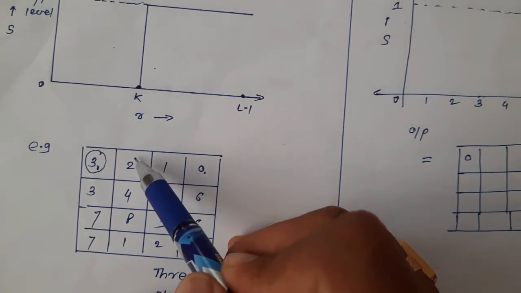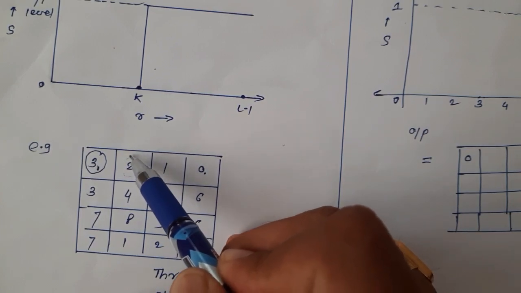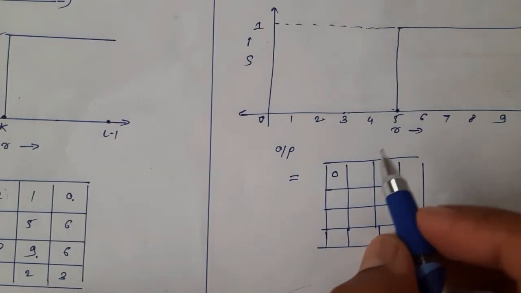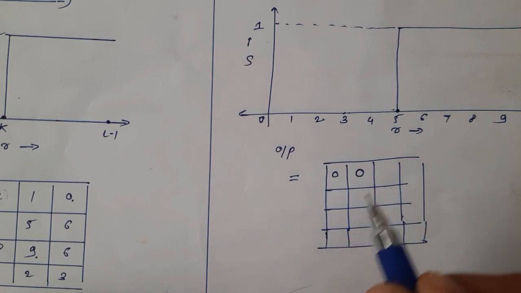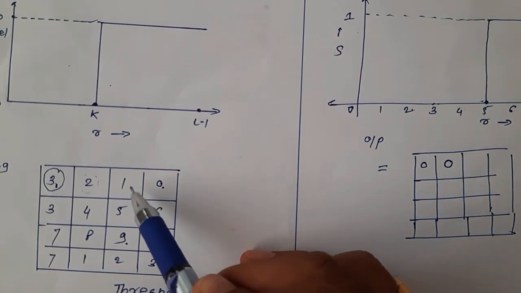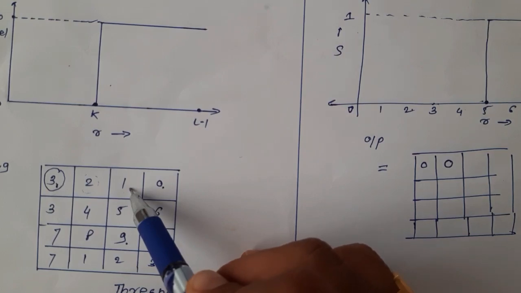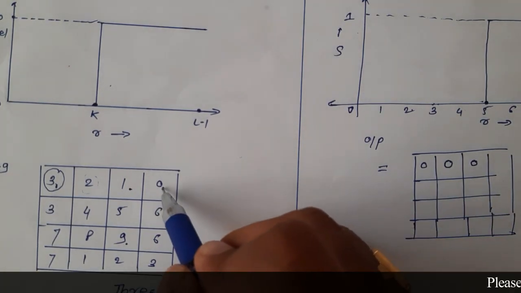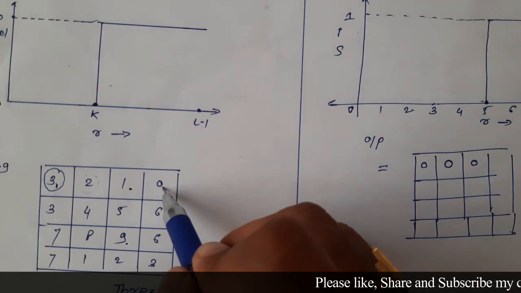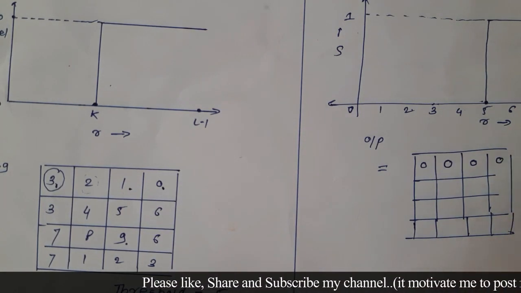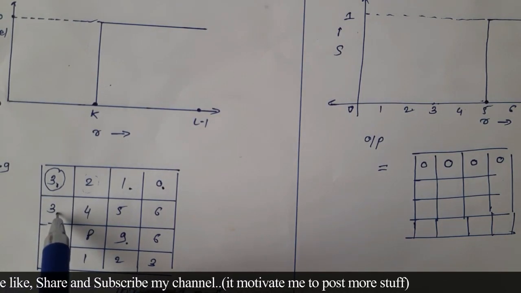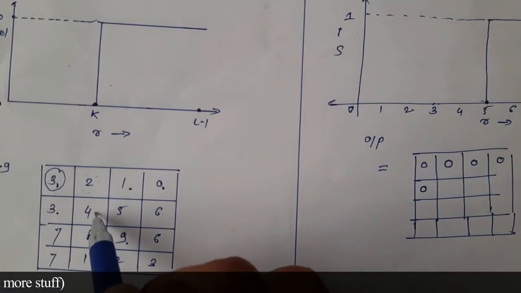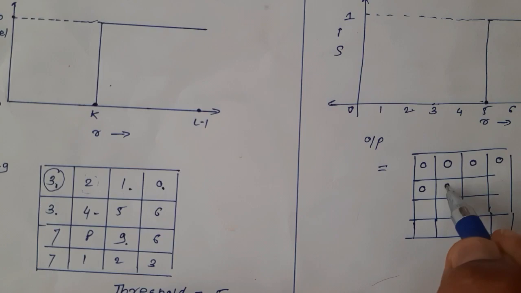Now in the input here I am having the value 2. This 2 is also converted to 0 because it is lower than threshold. The next 2 will also be converted to 0. Then I am having 1 here. This 1 is also lower than threshold, so you have to convert it to 0. Now this 0 is also lower than threshold, so I am having 0 once again. Now this 3 is also lower than threshold, so I am having 0 here. This 4 is also lower than threshold, so I am having 0 once again.